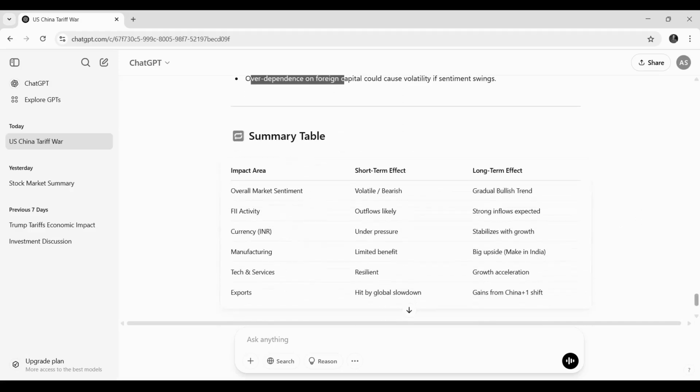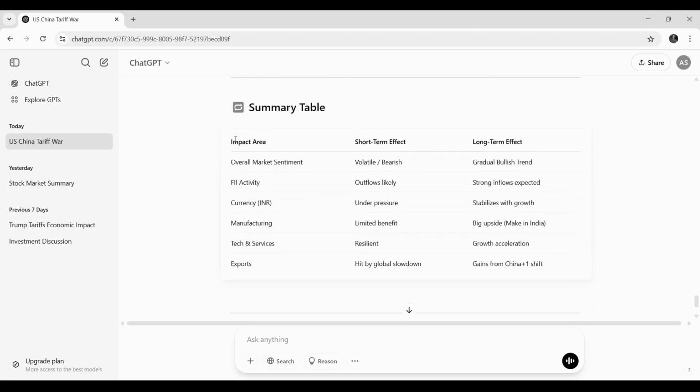That is here. Now this is a summary table. Impact area, how it will affect: short-term effect, long-term effect. Overall market sentiment: volatile and bearish, but a gradual bullish trend. So there is still a gradual bullish trend in the long term. FII activity: outflow likely. It is a high possibility that there will be outflow, but in the long term there will be inflow. Currency: it will still be under pressure, but it will stabilize with growth.